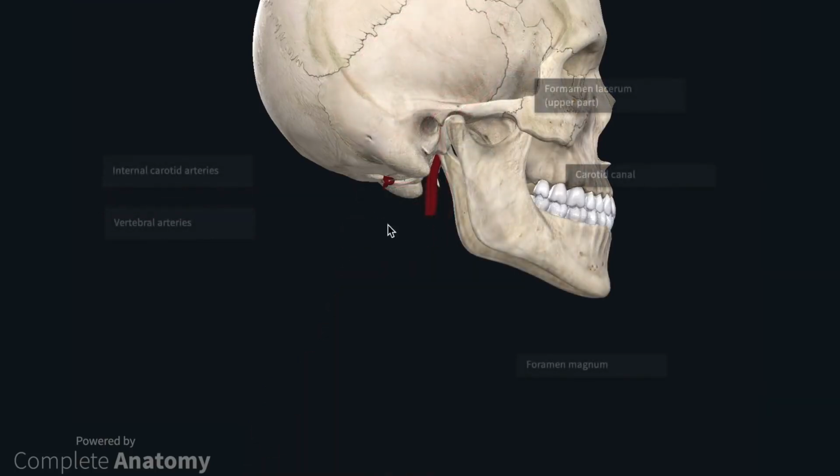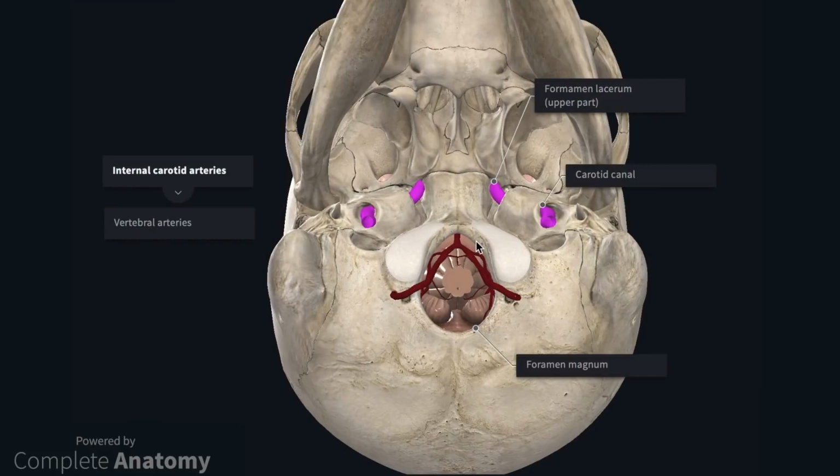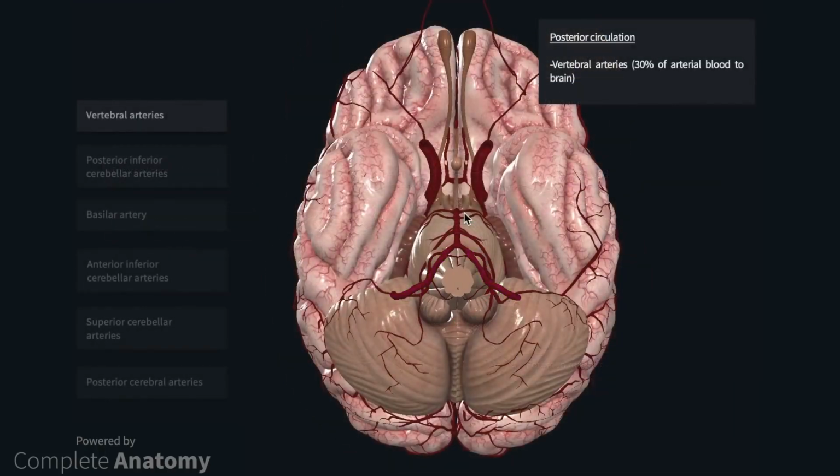I will rotate the model to look at the base of the skull so that I can show how each of the arteries enter the cranial vault. As I said before, the internal carotid artery passes through a portion of the petrous temporal bone named the carotid canal. The artery will then enter into the cranial vault through the upper portion of the foramen lacerum. The vertebral arteries pass into the cranial vault via the foramen magnum, as we can see here on the model. So from this point onwards, I'm going to describe their posterior and anterior circulation and the associated branches.